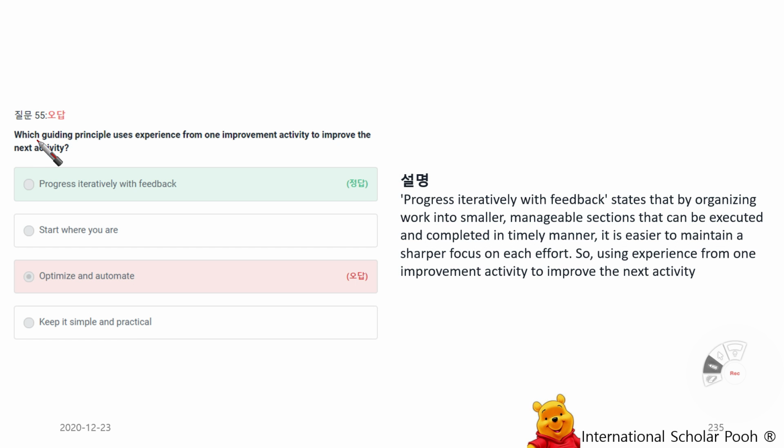Which guiding principle uses experience from one improvement activity to improve the next activity? Progress iteratively with feedback. Progress iteratively with feedback states that organizing work into smaller, manageable sections that can be executed and completed in a timely manner makes it easier to maintain a sharper focus on each effort, so using experience from the one improvement activity to improve the next activity.